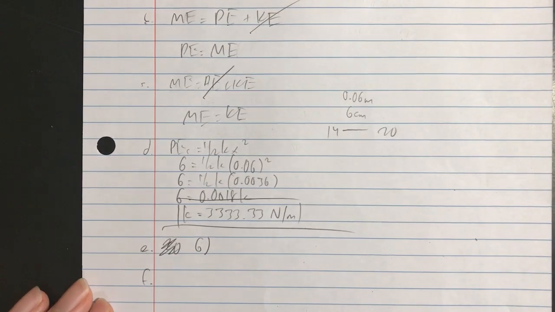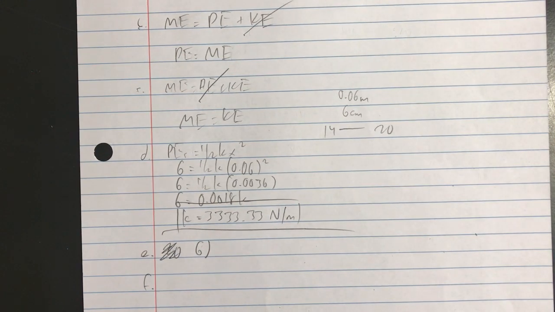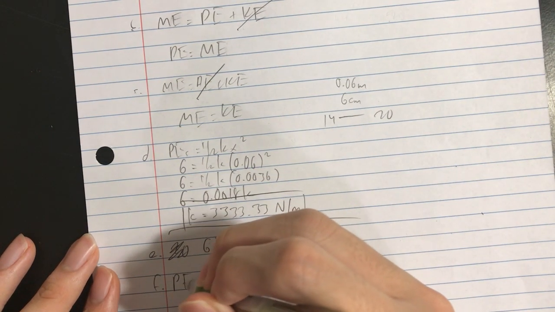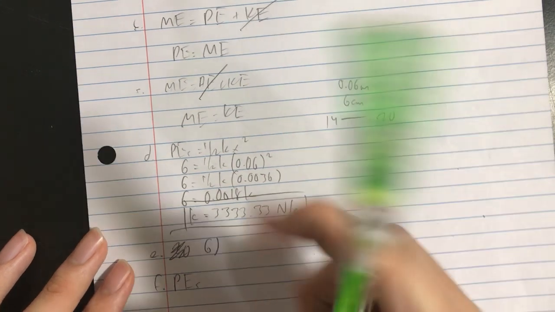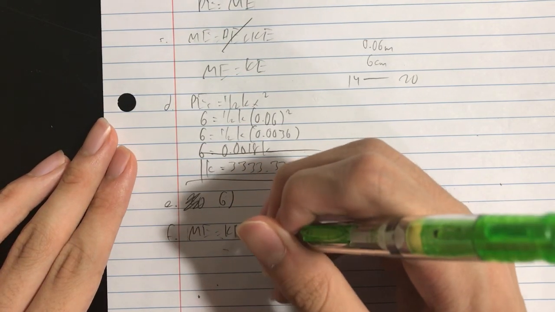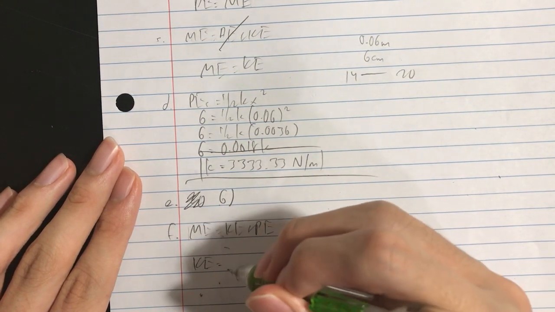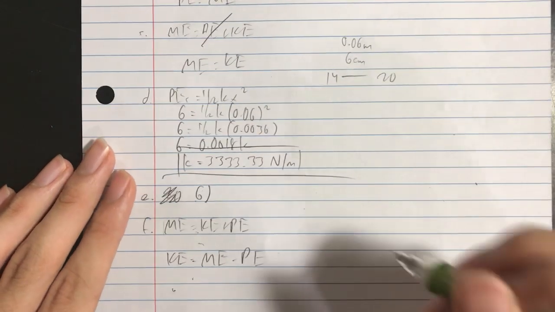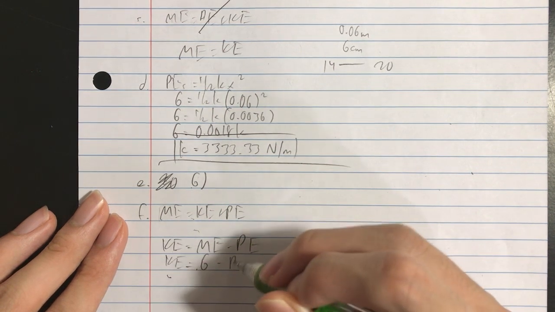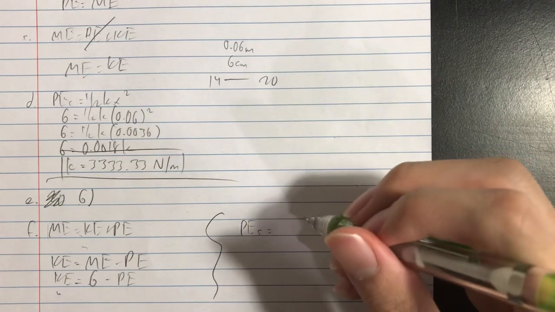Part F. What is the block's kinetic energy at 16 centimeters? First, let's write the overall equation. ME equals KE plus PE. If we isolate for kinetic energy, we get kinetic energy equals mechanical energy minus potential energy. Now, we know mechanical energy will always be 6. But how about potential energy? We can use the PE spring formula in this case.